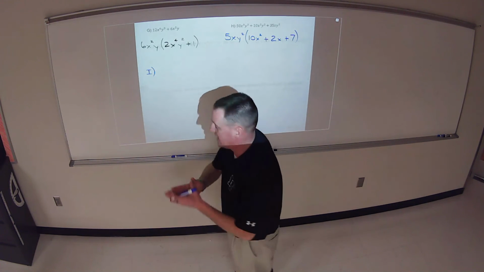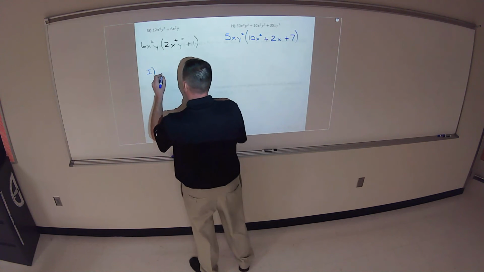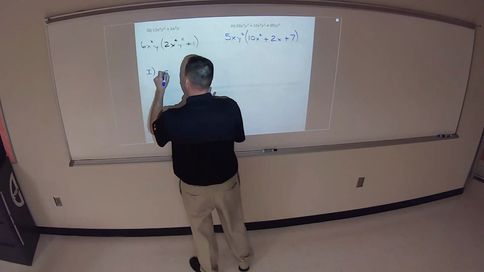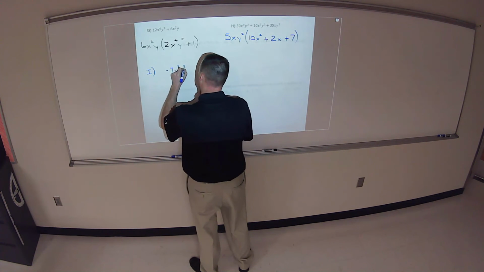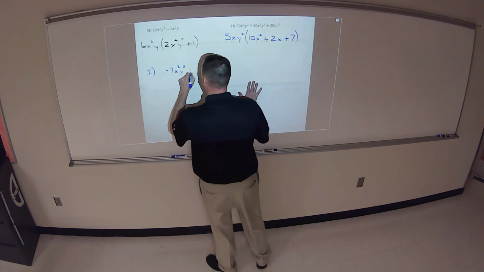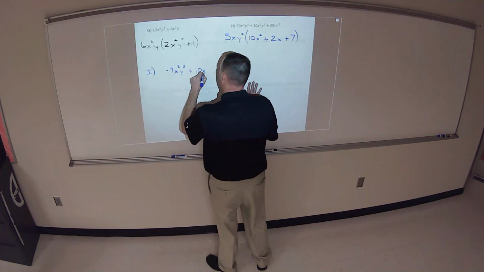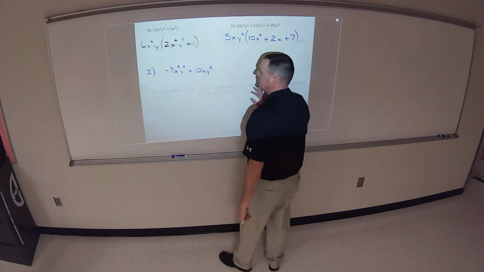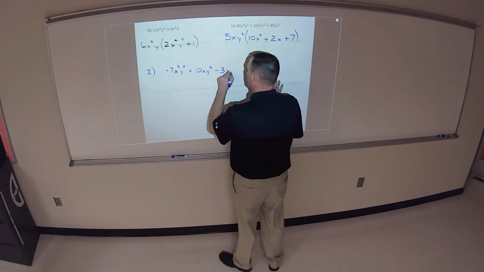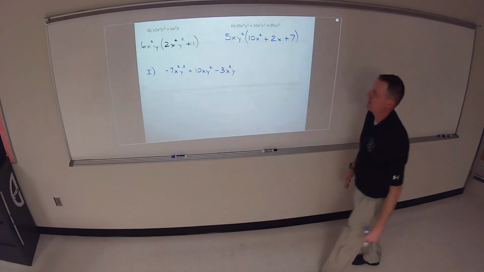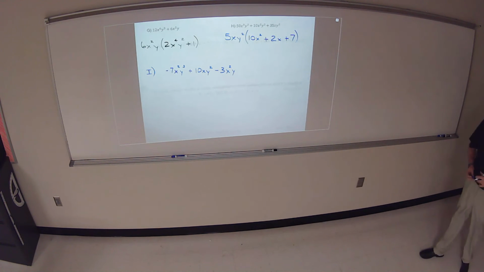Now I'm going to throw up one that's a little wonky. I'm going to throw in a couple different ideas here just so we can talk about it. We're going to go with negative 7x squared y cubed, plus 10xy squared, minus 3x squared y. Last I checked, that is in standard form. We got a degree of 5, degree of 3, degree of 3.